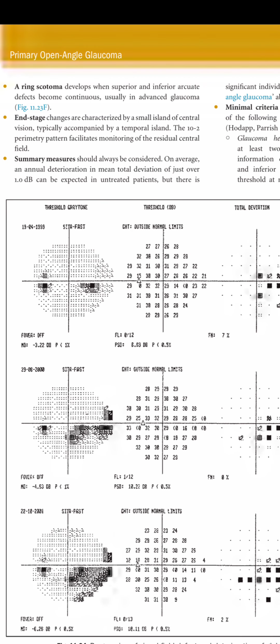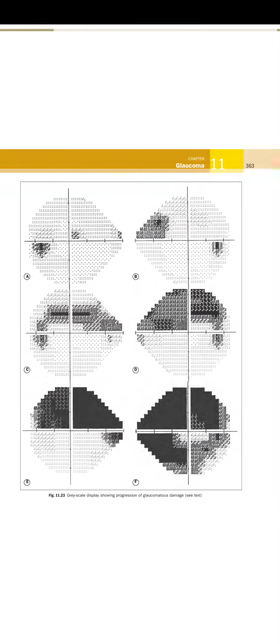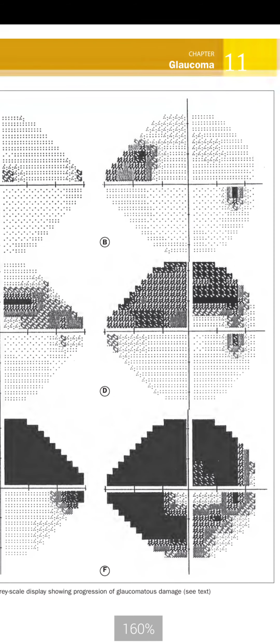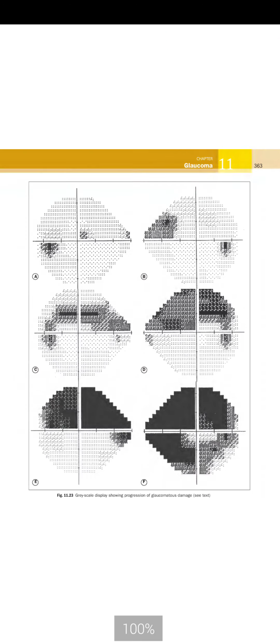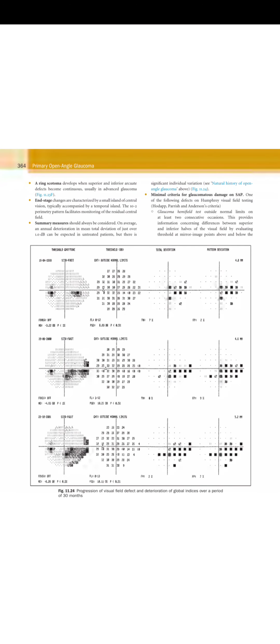A ring scotoma develops when the superior and inferior arcuate defects become continuous, usually in advanced glaucoma. End stage changes are characterized by a small island of central vision, typically accompanied by a temporal island. The 10-2 perimetry pattern facilitates monitoring of the residual central field. So basically, this is a ring scotoma when the superior and inferior arcuate unite. There is just a small central island that will remain, and that is called the ring scotoma. That is present in a case of advanced glaucoma.